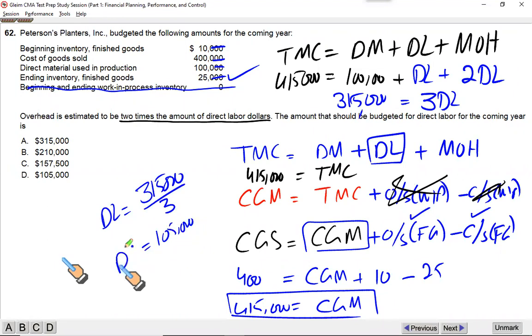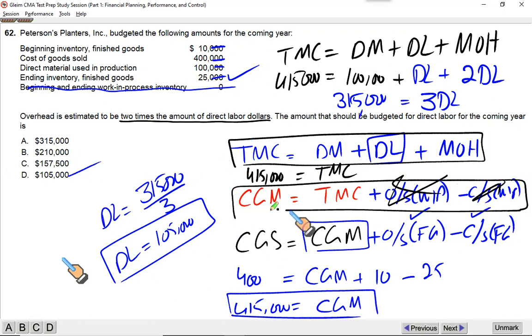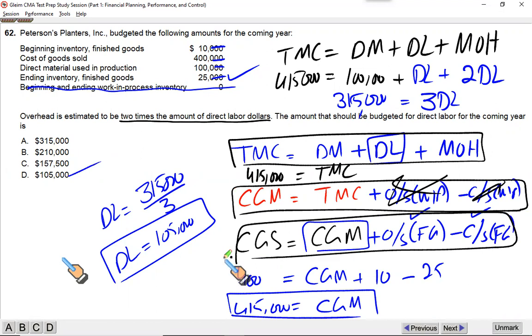So this is a very unique question to find the direct labor cost using some formulas that I've just written. So it's D. Please write these down. You might need these somewhere in your CMA studies. 105, D.